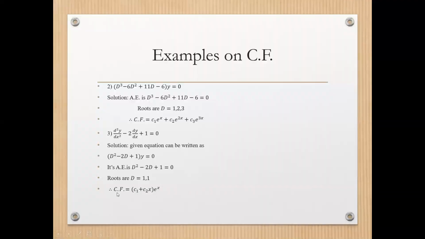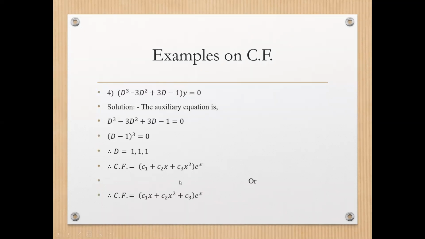This is the complementary function c1 plus c2x into e raised to x. This is the auxiliary equation D square minus 2D plus 1 is equal to 0, D is equal to 1, 1, and complementary function is c1 plus c2x into e raised to x. See next example, example number 4. D cube minus 3D square plus 3D minus 1 into y is equal to 0. This is the linear differential equation. We have to find complementary function of this linear differential equation.